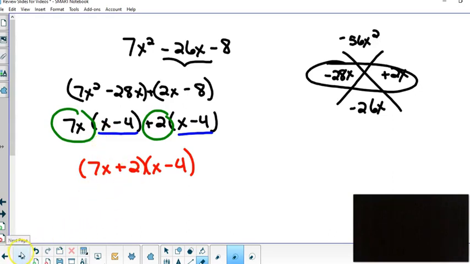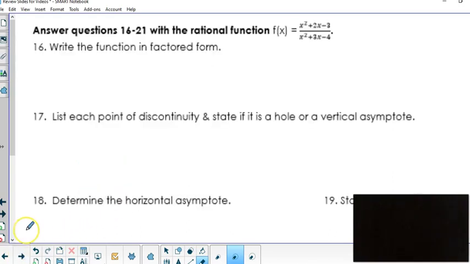Okay, now, moving away from the x factoring there. Now we're going to get to this function over here. It is a rational function. We have x squared plus 2x minus 3 over x squared plus 3x minus 4. So we want to write this, first of all, in factored form.